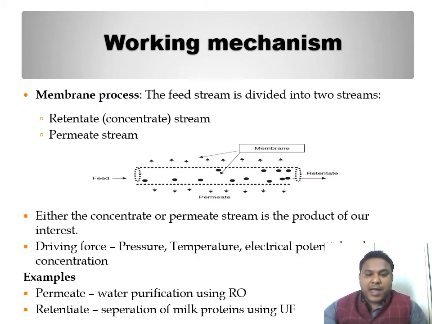In general, either the concentrate or permeate stream is the product of interest during the separation process, where driving forces may be pressure, temperature, electrical potential, or concentration. For example, in the case of reverse osmosis for purification of water, the permeate is pure water, whereas milk protein is the retentate or concentrate in the case of separation of milk protein using ultrafiltration.